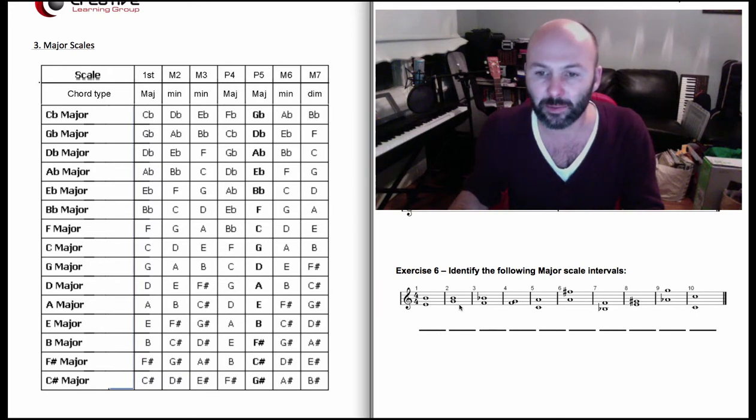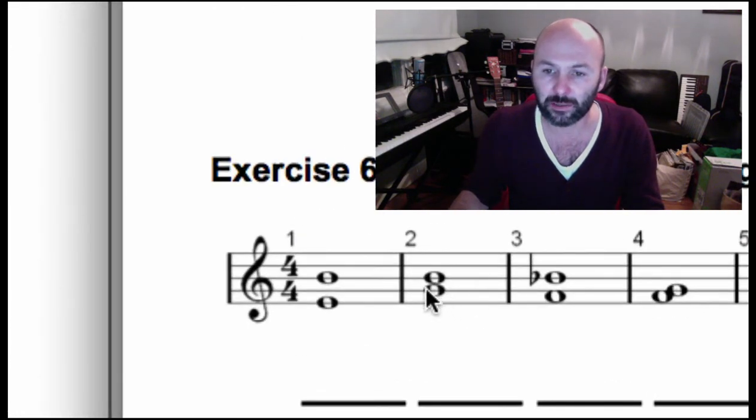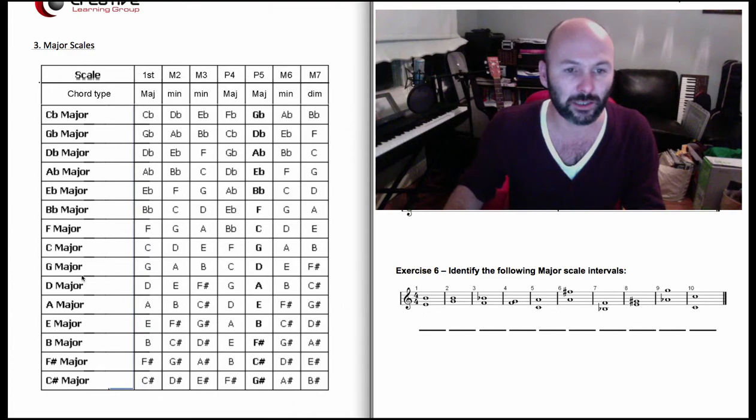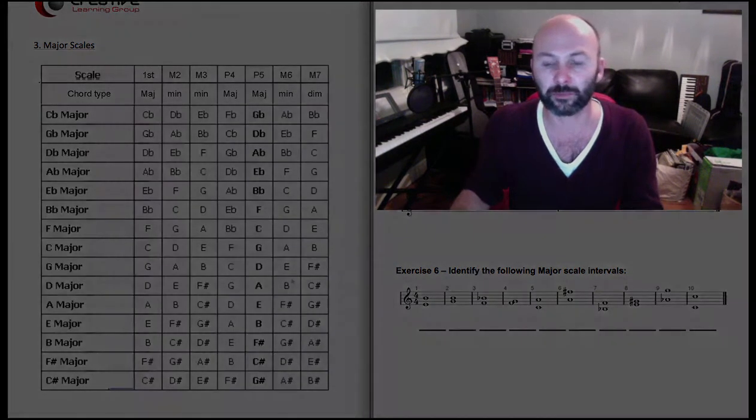Take the second example. We've got a G going to B. We look back over onto our cheat sheet, and in the key of G major, G to B is a major third. That's about all I can say about major scale intervals. Don't get confused by the sharps and flats. They're still the equal distance away from the starting point. So either major or perfect intervals.